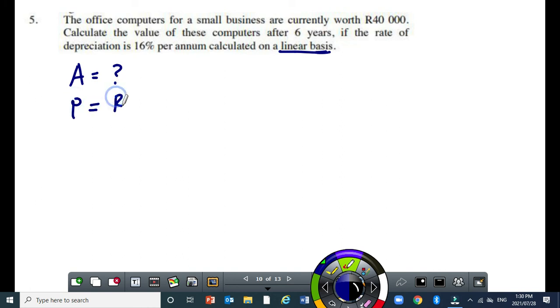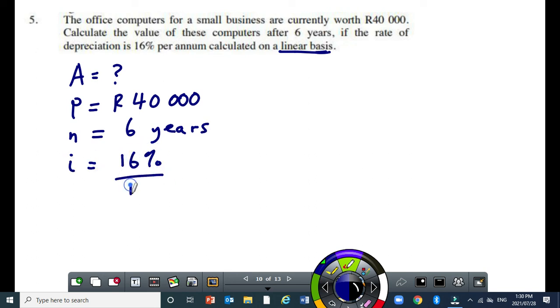We don't know what A is. Our P is 40,000. N is 6 years, and the depreciation rate is 16%. So I is going to be 16% over 100, which is 0.16. I prefer to work with I. Since it's a linear basis and there's depreciation involved, A is going to be equal to P times 1 minus I times N.